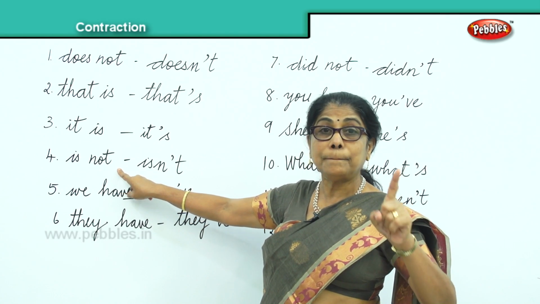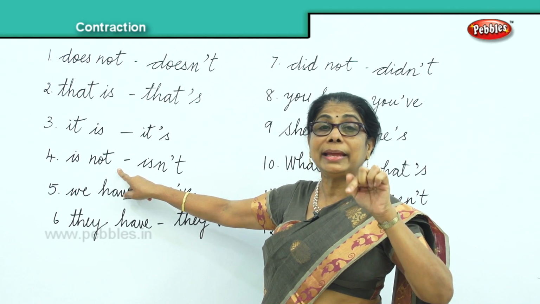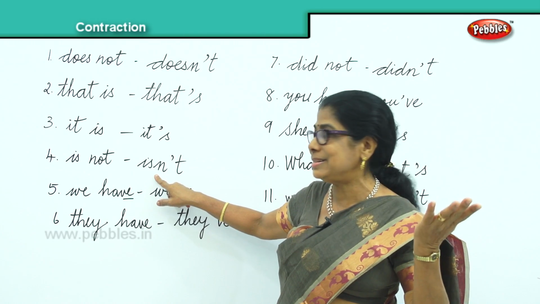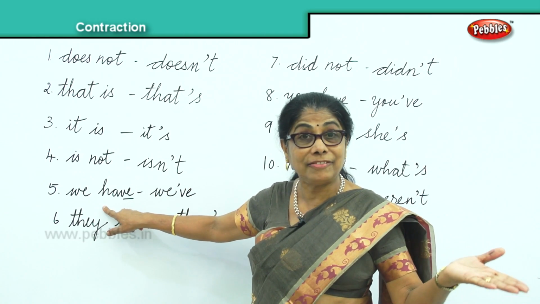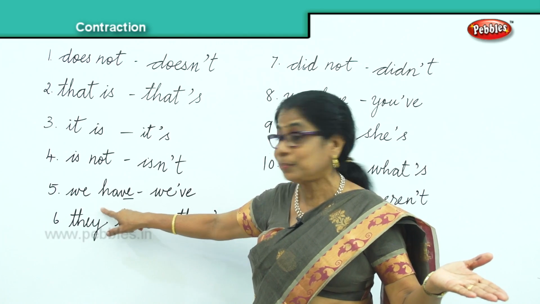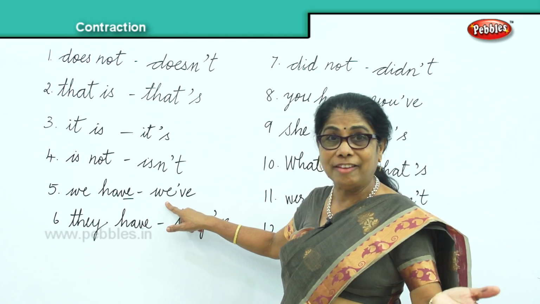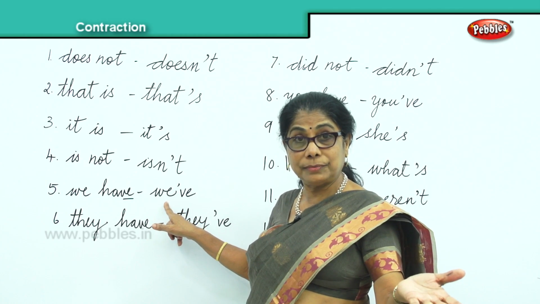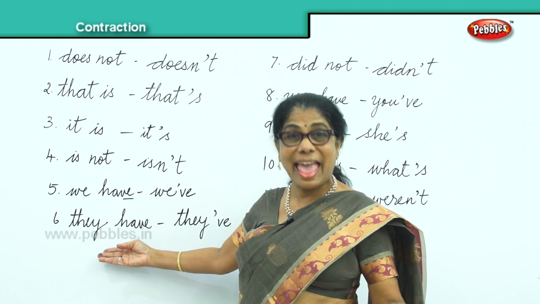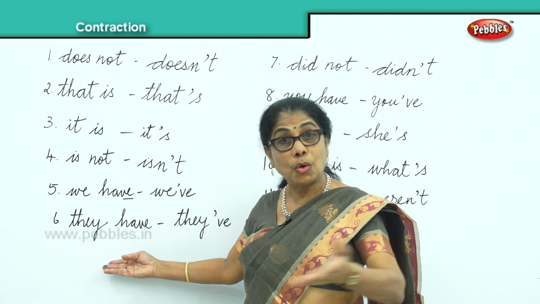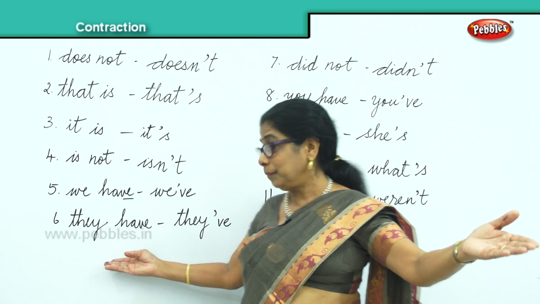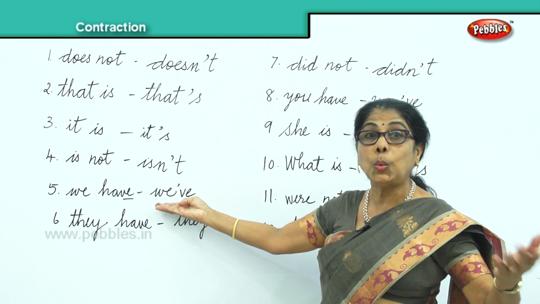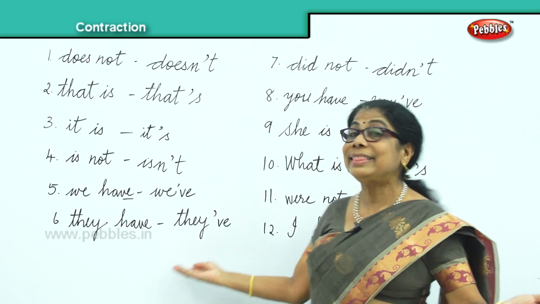Pooja is not here. Pooja isn't. We have 10 sweets. We've 10 sweets. They have all their books with them. They've. This is very interesting. We have, we've. They have, they've.